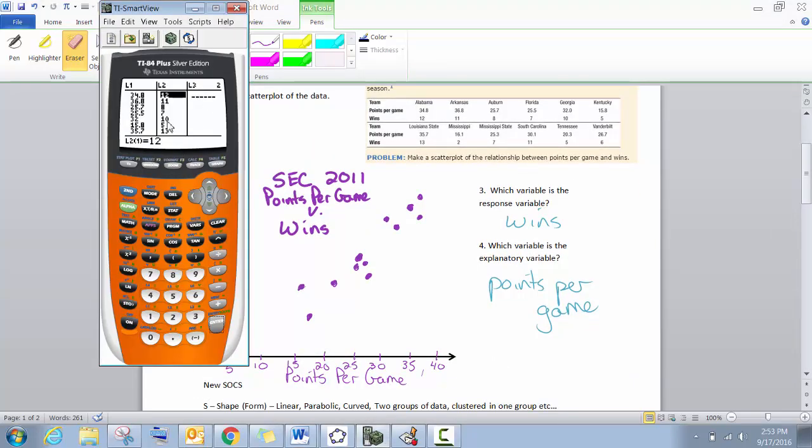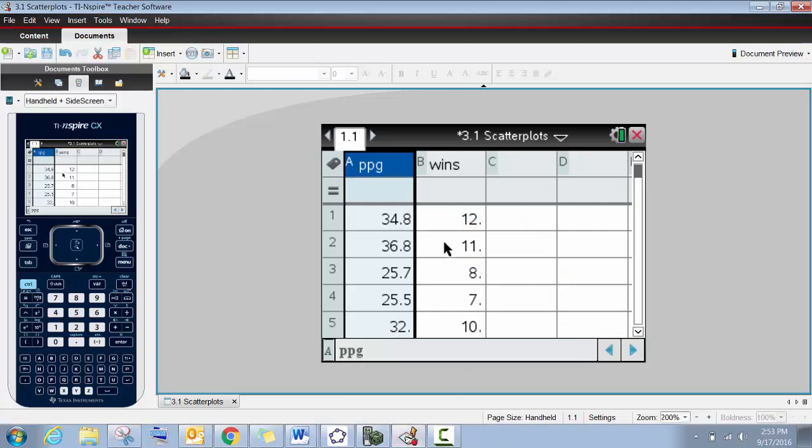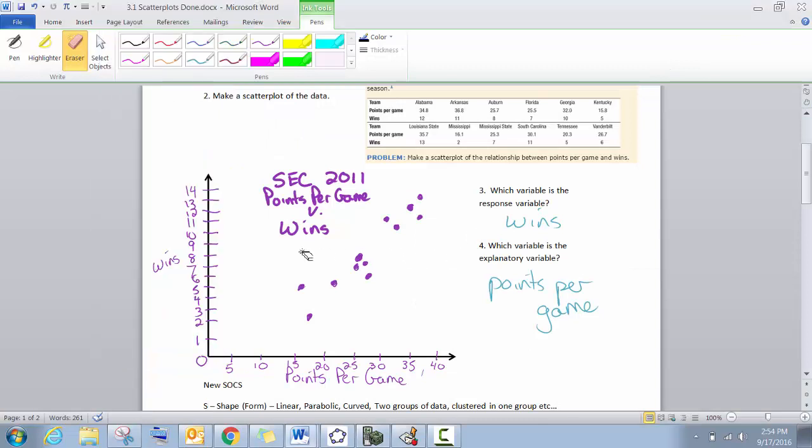If we put it in the 84, it's two lists because there's an X and a Y. And if you're using the Inspire, same thing, and make sure you label them on the Inspire. So if we make our scatter plot, we have to have numbers on our axes that are continuous or at a constant scale. Label them, so points per game and wins. Label the graph, and then plot our points.